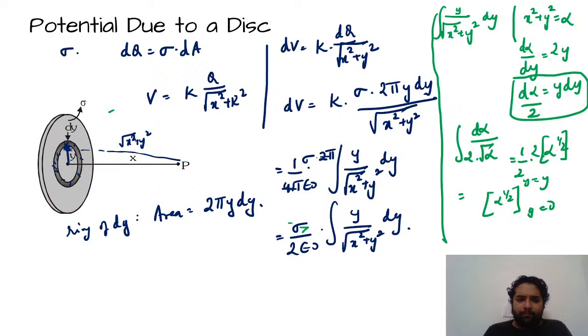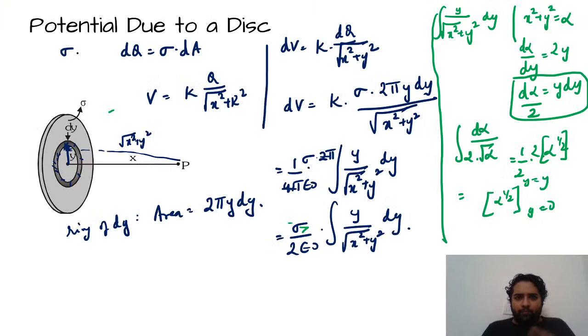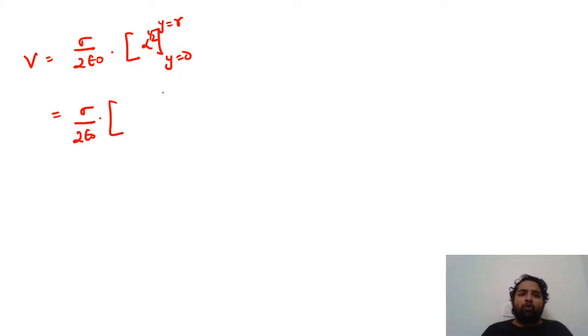So just give me one page. Yes. So what did we get? It is equal to sigma by 2 epsilon naught into integration of alpha power 1 by 2 from y is equal to 0 to y is equal to r. This is only the value of potential here. So just substitute the whole thing. Sigma by 2 epsilon naught into alpha, where alpha is root over x square plus y square. So I'm going to substitute: root over x square plus y square, which in this case is r, minus root over x square plus 0 square, which is x. So this is the potential.